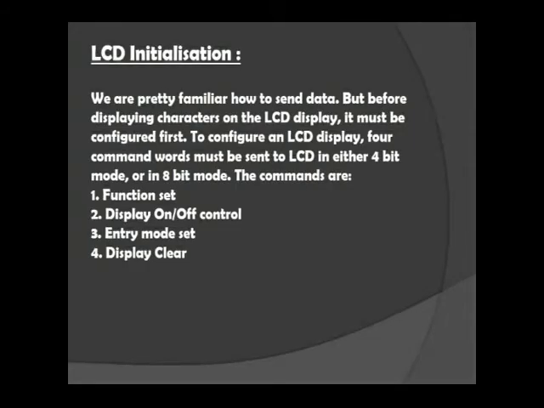LCD initialization. We're pretty familiar with how to send data, but before displaying characters on the LCD display, it must be configured first. To configure an LCD display, 4 command words must be sent to the LCD in either 4-bit mode or 8-bit mode. The commands are function set, display on or off control, entry mode set, and display clear.